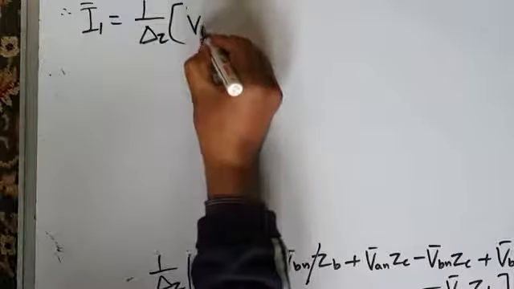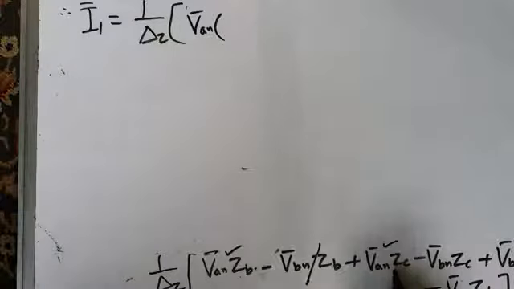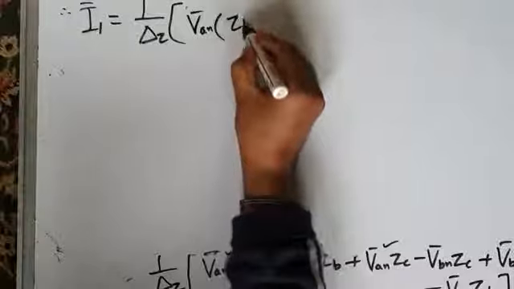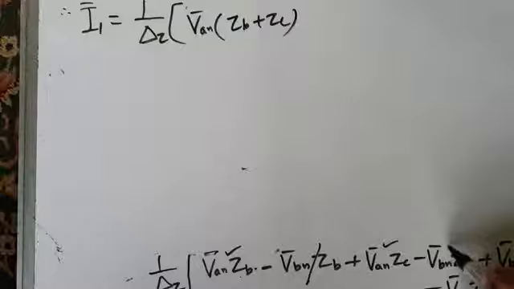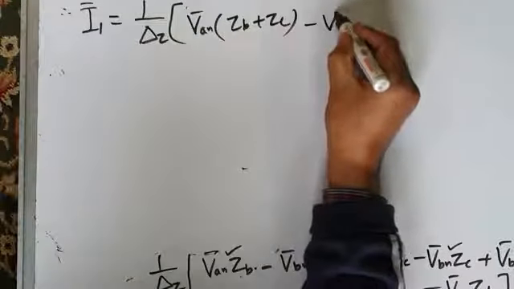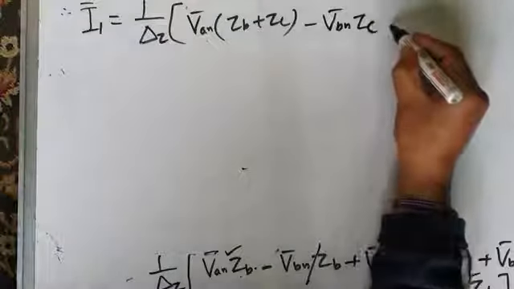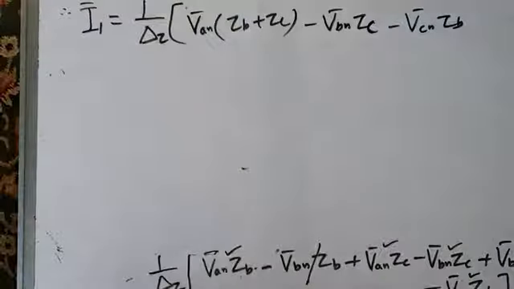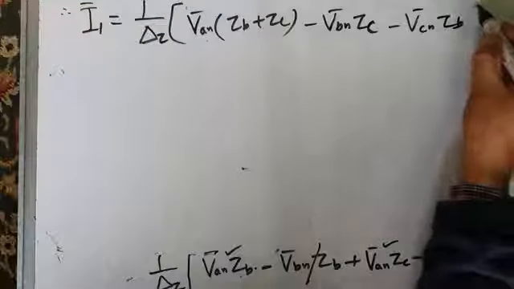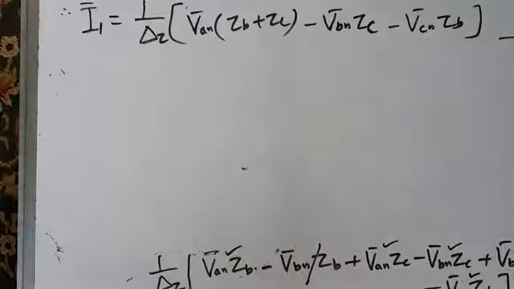So my first term is VAN times, this is VAN, this is VAN. So it is ZB plus ZC. Then I have VBN term, minus VBN ZC. And then I have VCN term, minus VCN ZB. So this is my equation for current I1. Let me call this equation as equation 2.